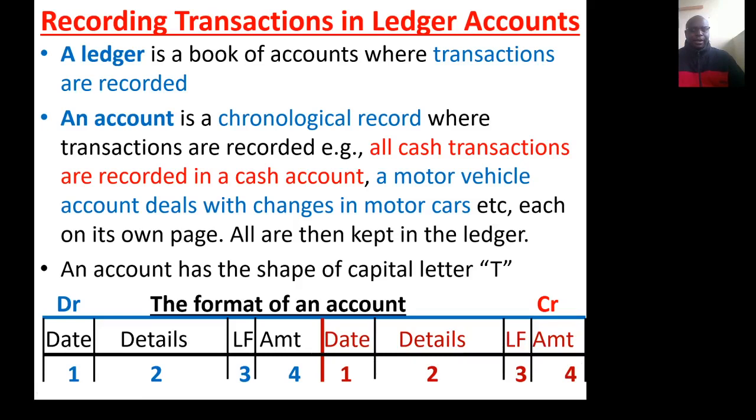So the date column is where the date when a transaction takes place is recorded. For example, on 20th of January 2010, we made sales. So the date will be written 20th, and then the details will be sales. Let's say sales equivalent to 20,000 will be entered here, 20,000. And that relates to the sales ledger or a book called sales ledger.